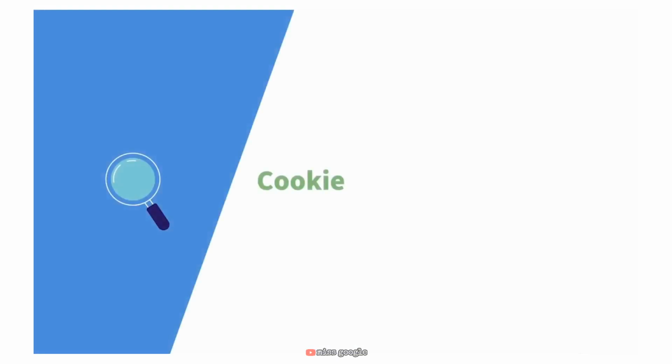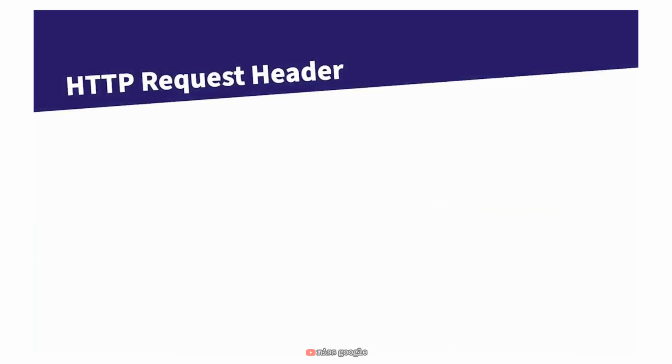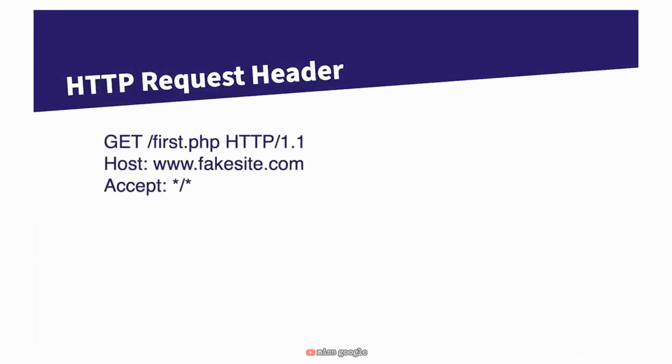You're probably familiar with cookies at least a little bit. A cookie is a small string of data that's stored by the user's web browser. And the best way to understand cookies is to watch them in action. So the process begins when a user's web browser sends a request to a web server. And that request would include a header that looks something like this. This is a simplified version, but you can see it's sending a request to fakesite.com and it's requesting the page first.php. Nothing special about that, but that's what starts the process.